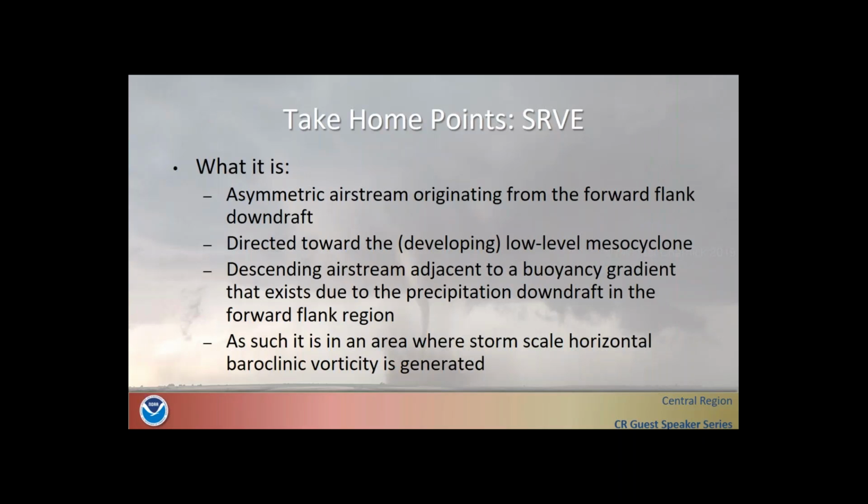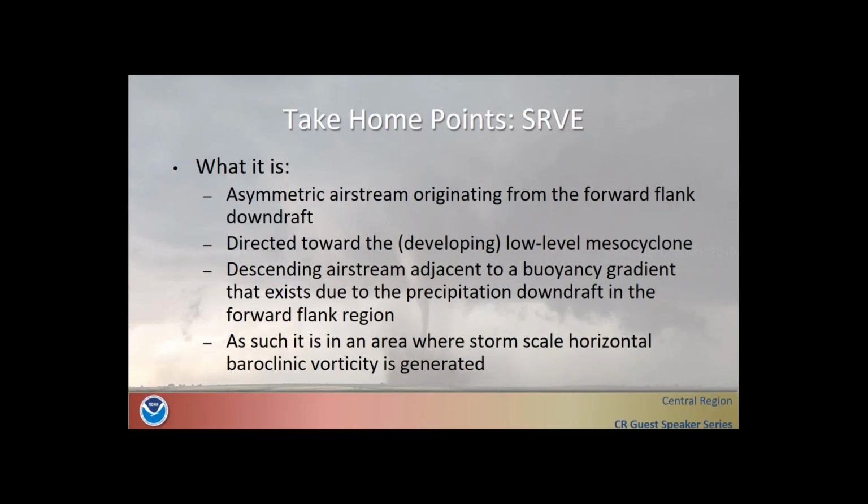So to finish up here, just some take-home points. I know we've thrown a lot at everybody, and hopefully the illustrations can help you see this. Again, this is an asymmetric airstream originating from the forward flank. This isn't the meso. This isn't some big circulation. We're following an airstream, but this airstream has significant importance. And so we know this airstream is directed toward the low-level mesocyclone, even as it's developing.